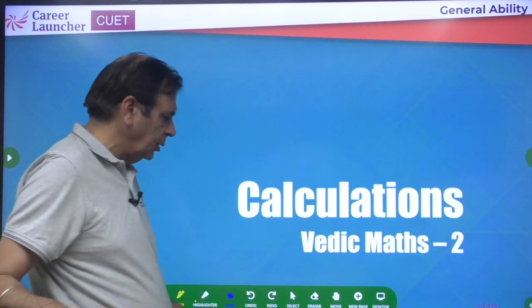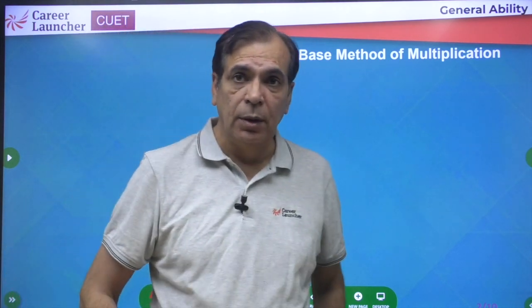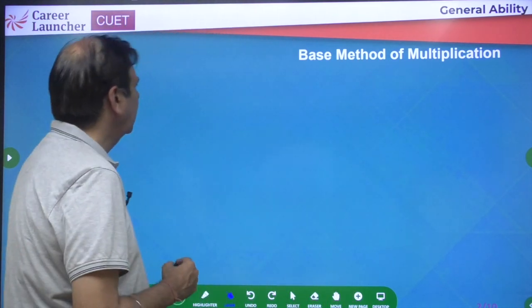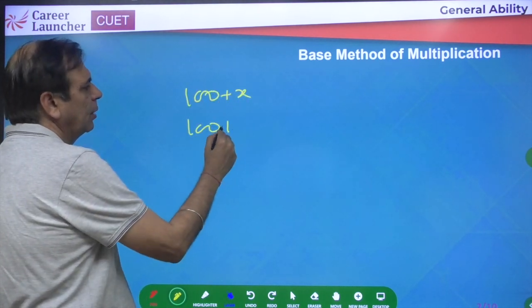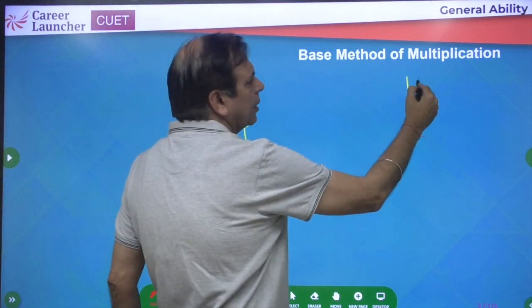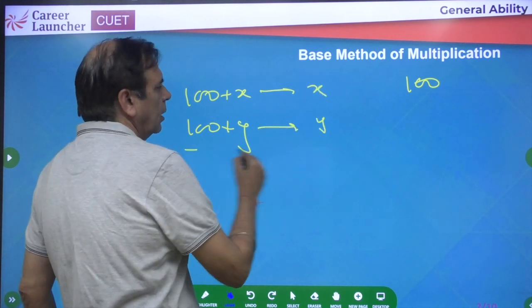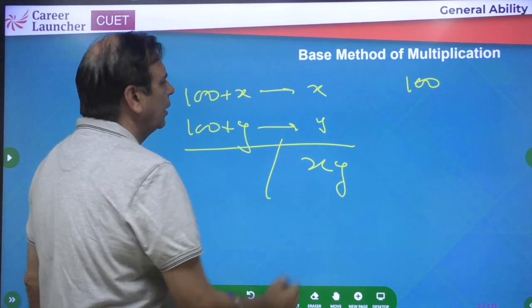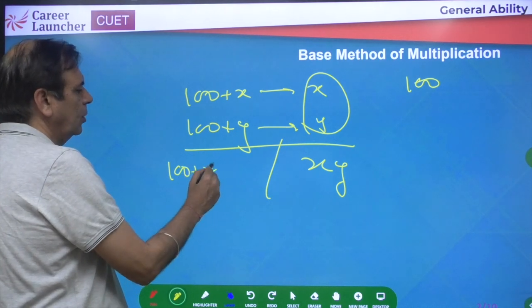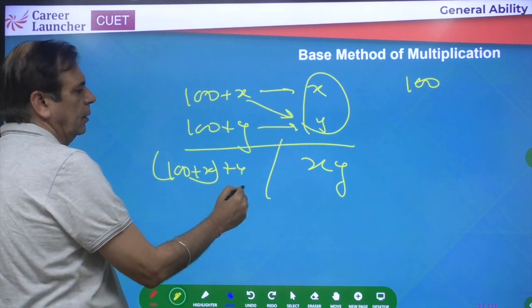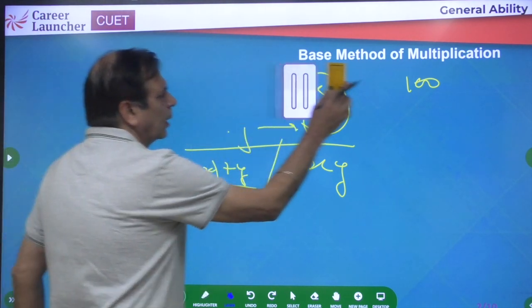In the previous session, we had covered the base method of multiplication. Effectively we said, if the number is 100 plus x and another number is 100 plus y, and my base is 100, I will express this number as x and this number as y. On the right hand side, I will get x into y, and on the left hand side, I will get 100 plus x plus y.